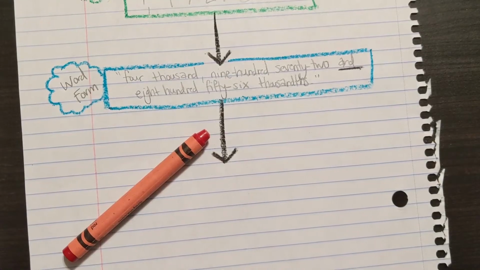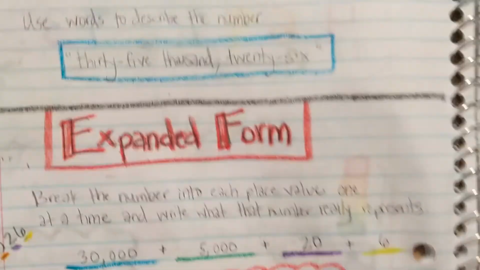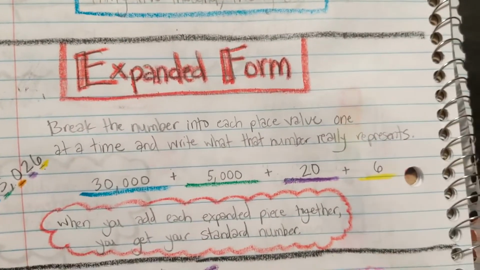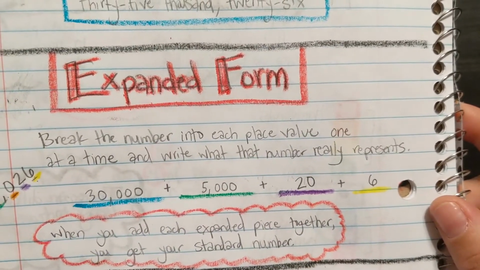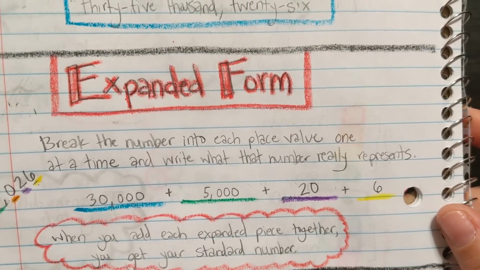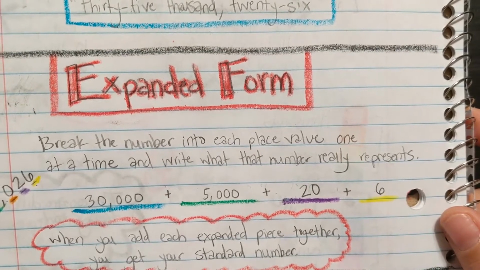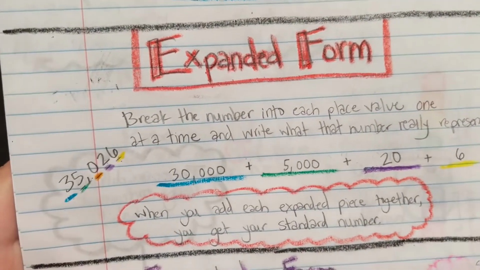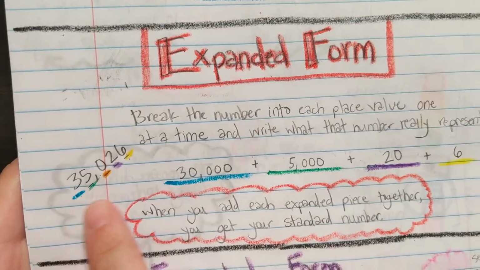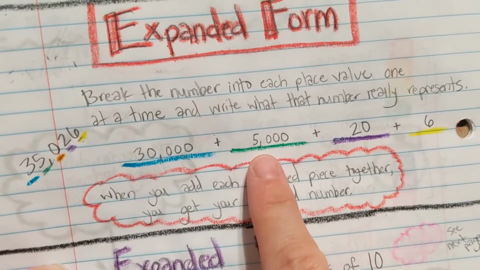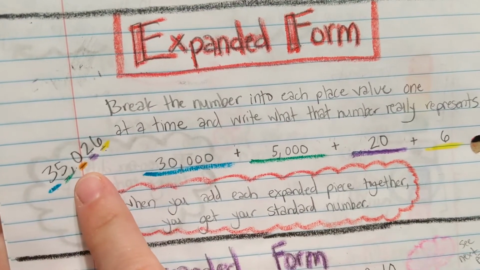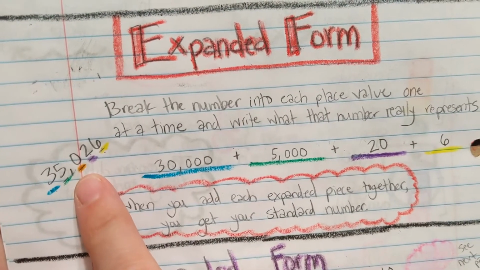You have to look back in your journal, which I need to do on this page now. You have to look back in your journal a page and read what expanded form says. Expanded form says, break the number into each place value, one at a time, and write what that number really represents. So remember, we broke this up. We said, what does that 3 really mean? 30,000. What does that 5 really mean? 5,000. What does that 0 really mean? 0. Nothing in the hundreds.